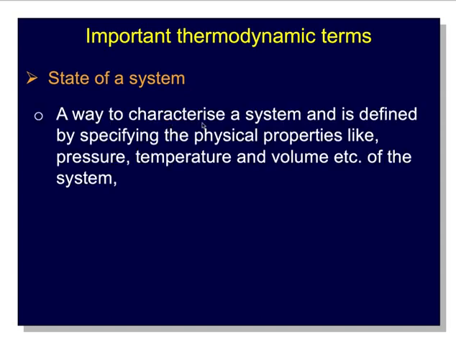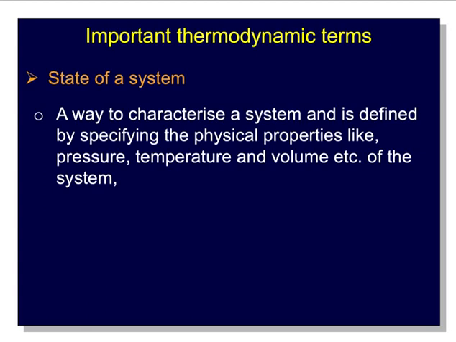Basically, when you say state of a system, essentially it is a way of defining the system, and that is done by characterizing or defining a system. And the state of a system is defined by specifying the physical properties like pressure, temperature and volume, etc. of the system. If I tell, okay, this is my system, this is the pressure, this is the temperature, this is the volume, then I have defined the state of the system. So a similar system in the same state can be created anywhere else on the basis of this definition.